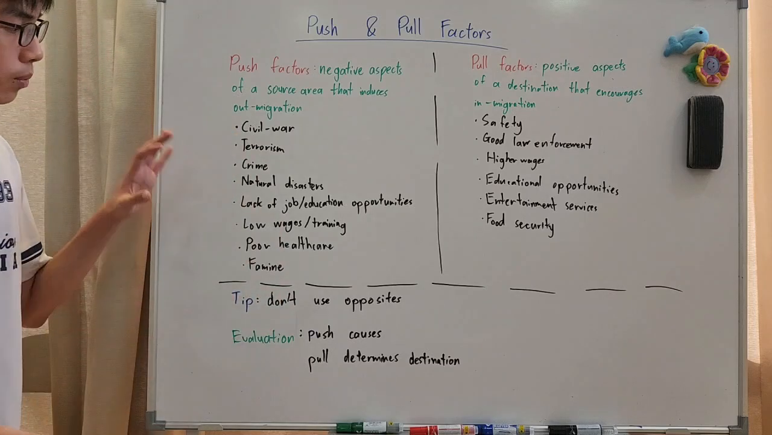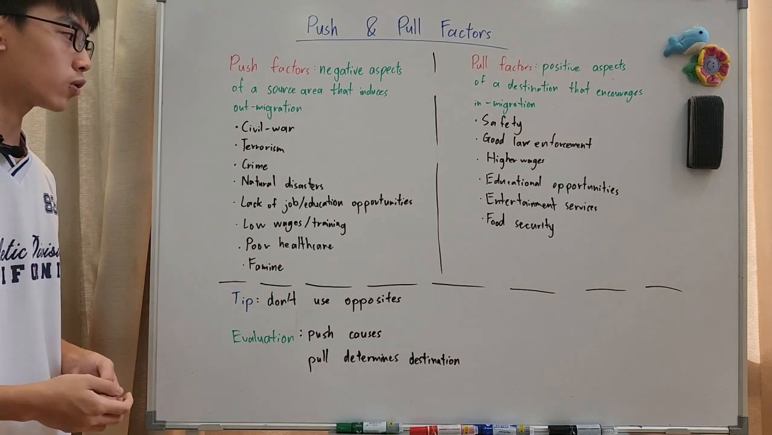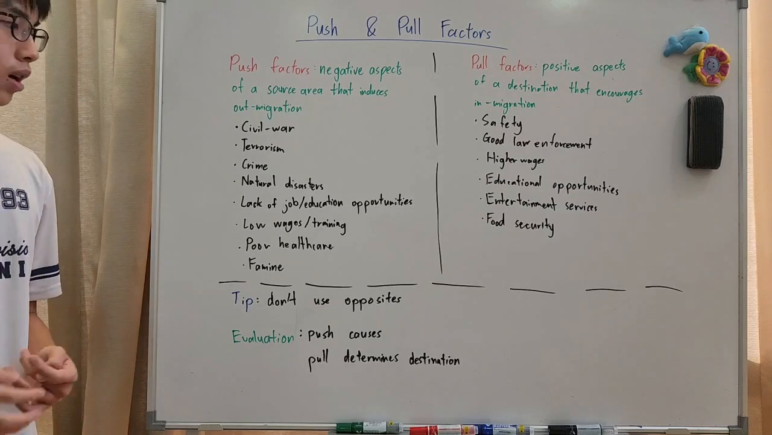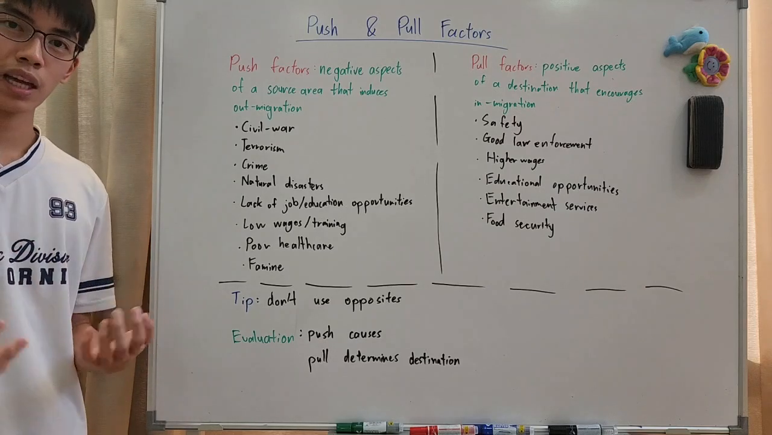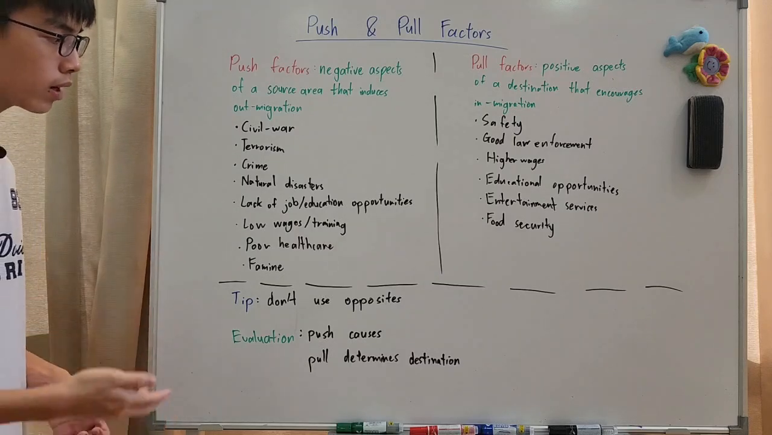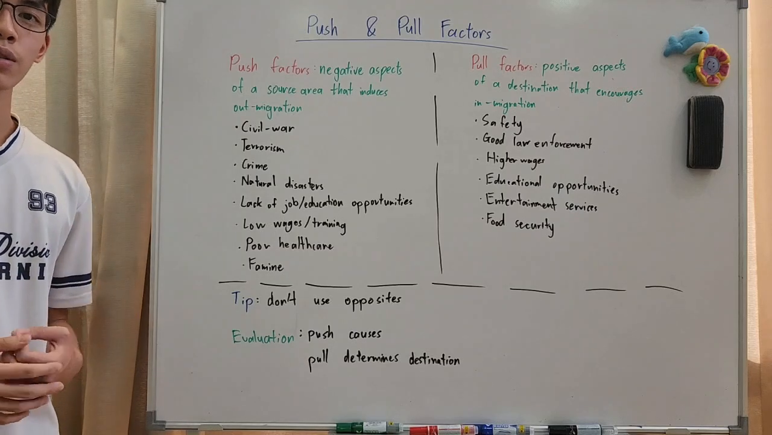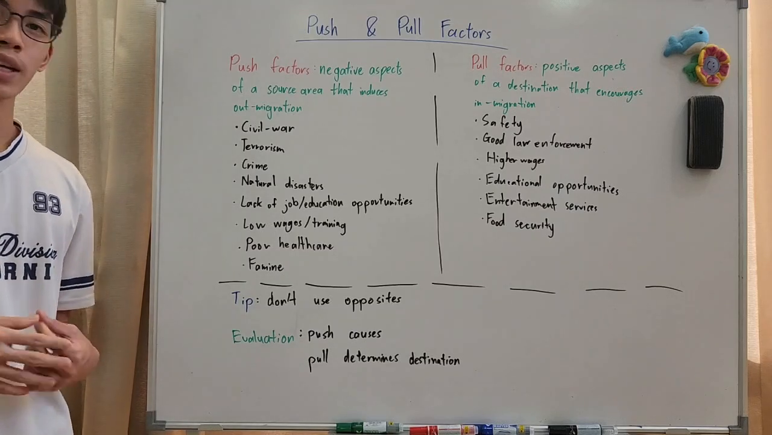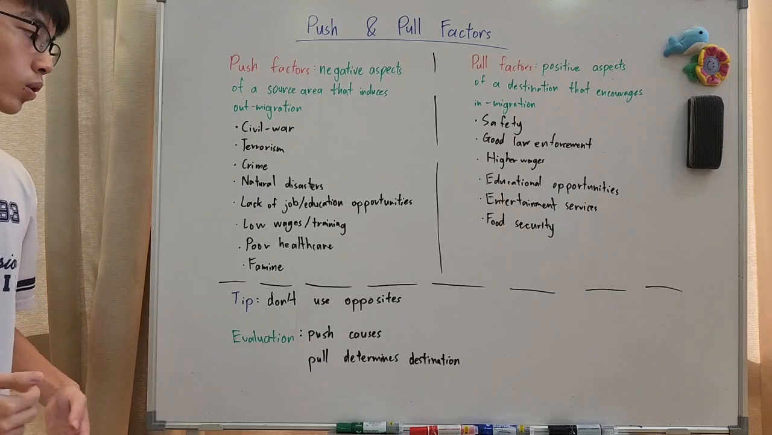Push factors can be anything that makes you want to move. Civil war, terrorism, natural disasters: your life is at risk, so you want to move. Crime, again, your life is at risk. Maybe you don't want the emotional impact of crime, so you want to move. There's lack of job or educational opportunities, so your area is really run down. There's no infrastructure. You can't get any jobs. You can't seek tertiary education like university, so you want to move.